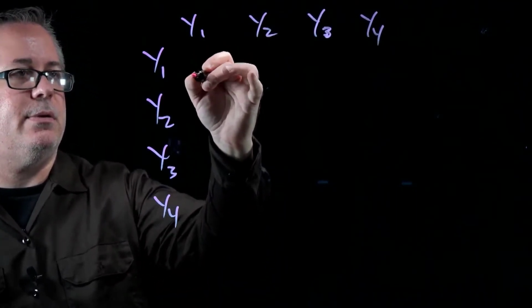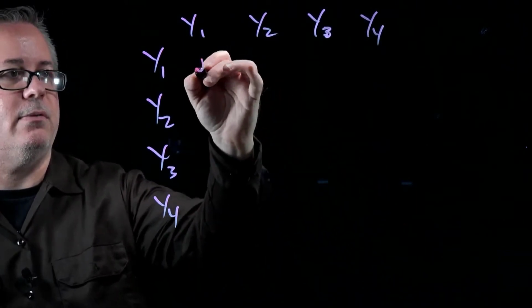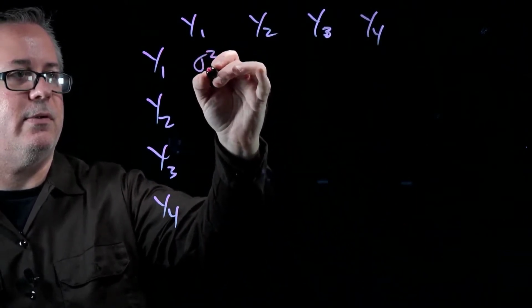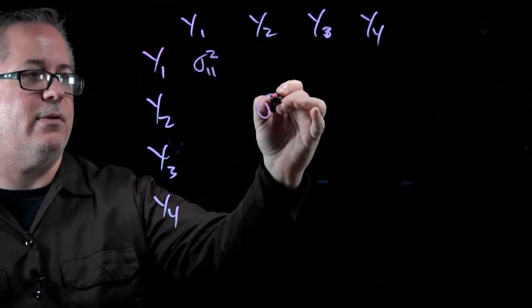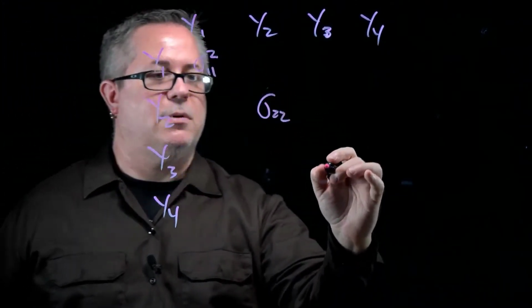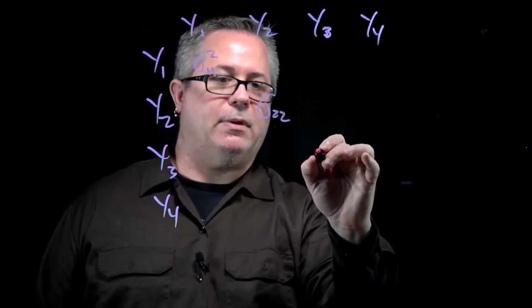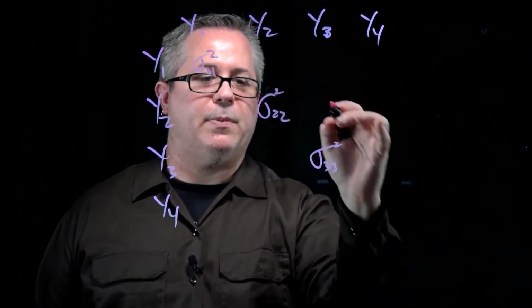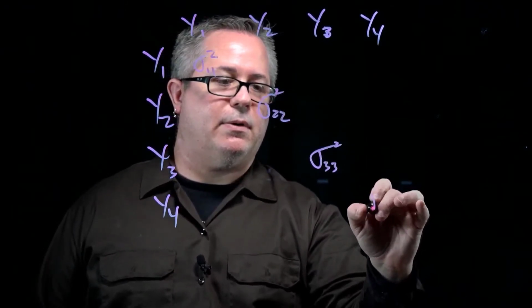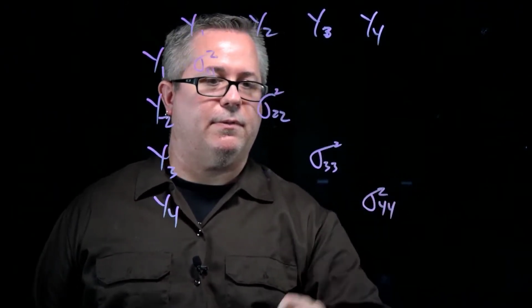Down the diagonal of this are the variances. All right, so this is the variance of 1 with 1. This is the variance of 2 with 2. Let's maybe line it up right. Variance of 3 with itself. And then the variance of 4 with itself.